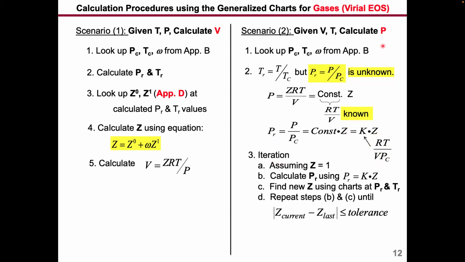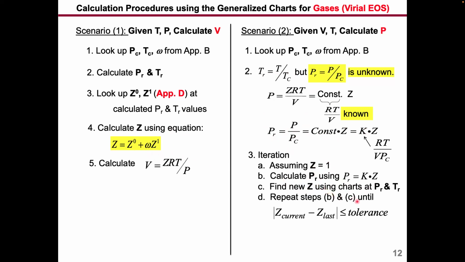So now in order to calculate P, you actually need to do some iterations. First, you assume Z is equal to 1, okay? Now, if you assume Z is equal to 1, then you know this constant, you can calculate PR. So now you have TR, PR, you can look up Z0 and Z1 and omega, you plug in, and then you can calculate a new Z. And then you compare this new Z with the previous Z, which is equal to 1. If it's equal to 1, then you stop the iteration. You can just say this is ideal gas.